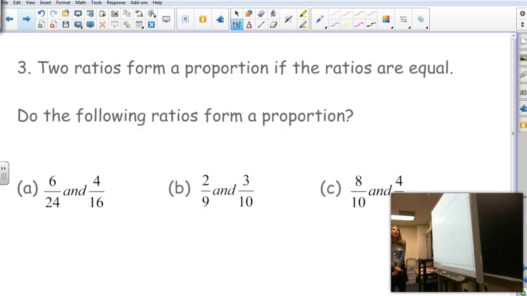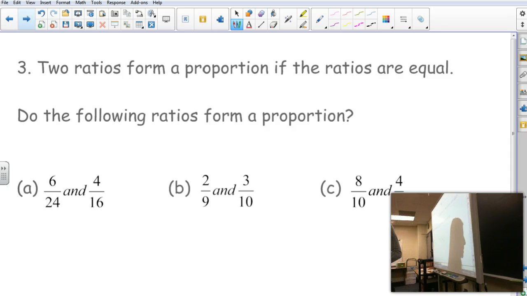Ready? I give you 2 ratios and you say yes or no. They either form a proportion or they don't. Now there's lots of ways to check this. There's actually 3 different ways to check it, but I'll just show you one way. I just want you to reduce all of these. How do you reduce them? You go to your calculator, you divide, and you press math, enter, enter. So I want you to reduce all of them.